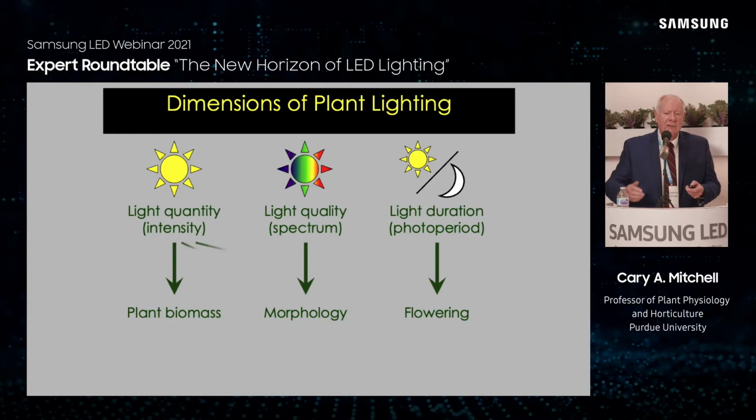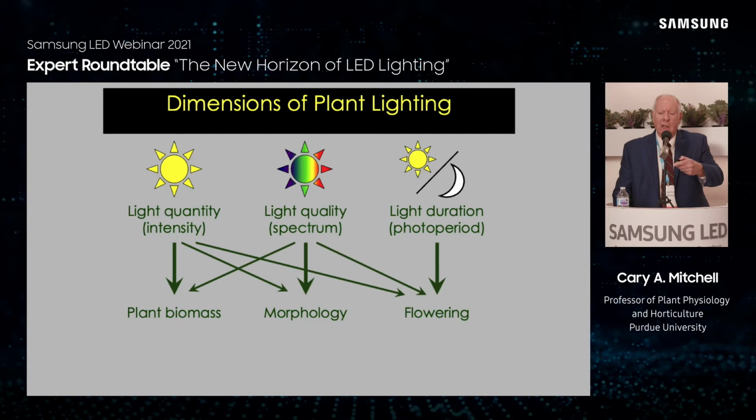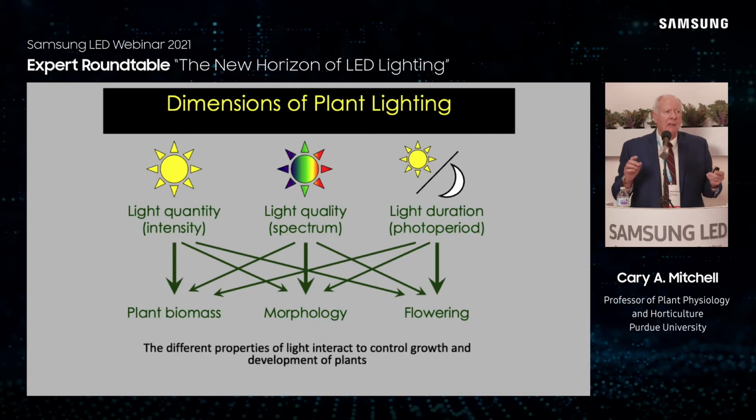These things do not act alone. Light quantity also affects quality and duration and all the rest. So they are totally interactive, all 3 of them. And so you've got to be very aware of where you are at on the dimensions of plant lighting scale.